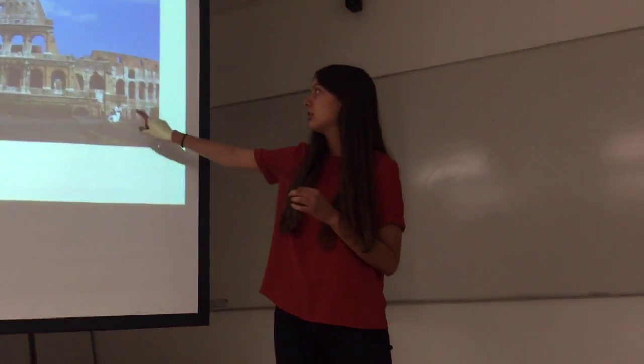They created amphitheaters, which they used for the gladiators and all the spectacles, and they were oval or circular. Here's the Coliseum.